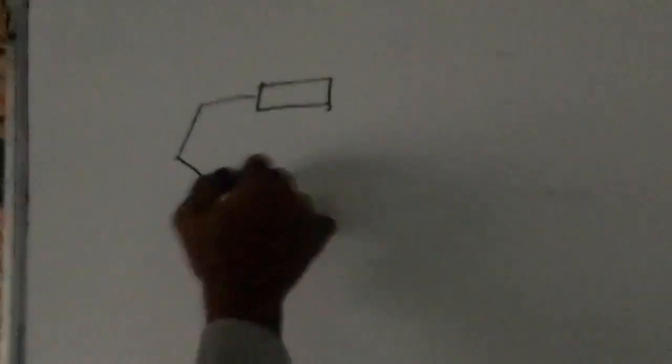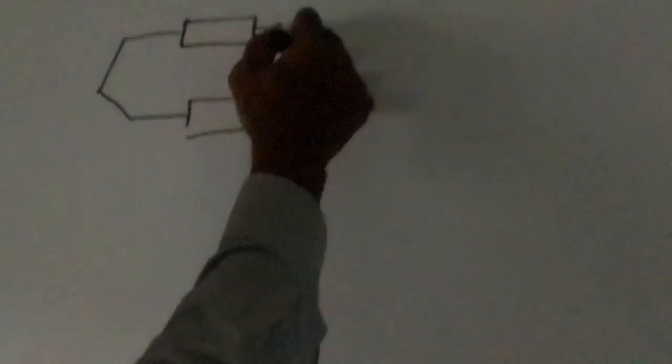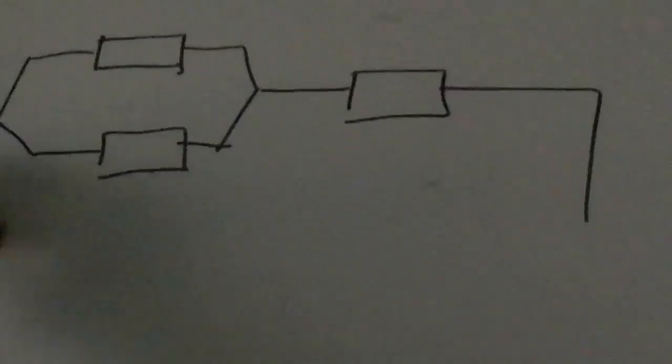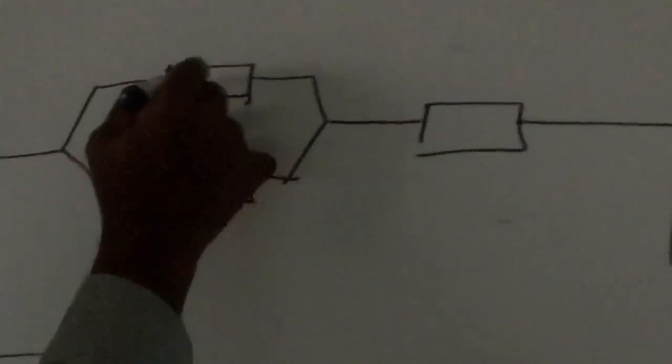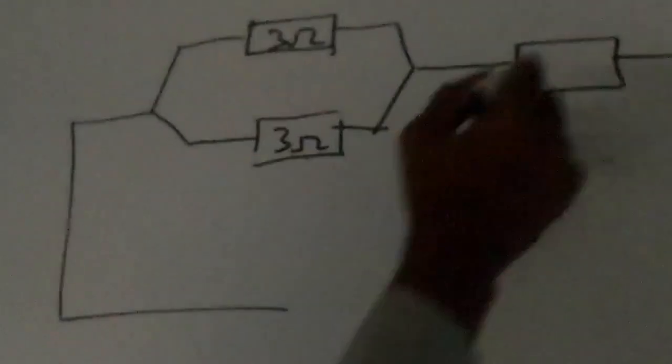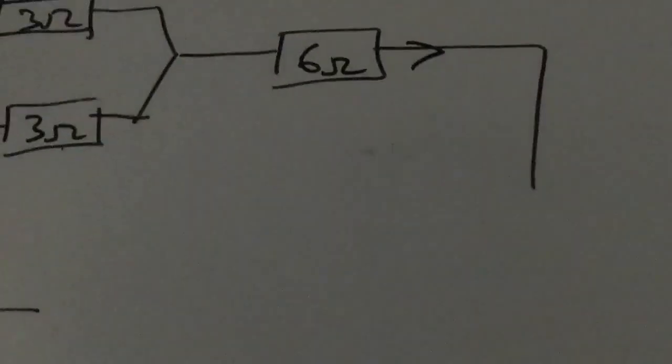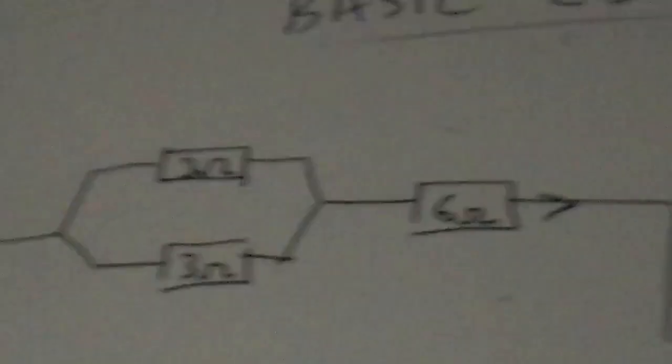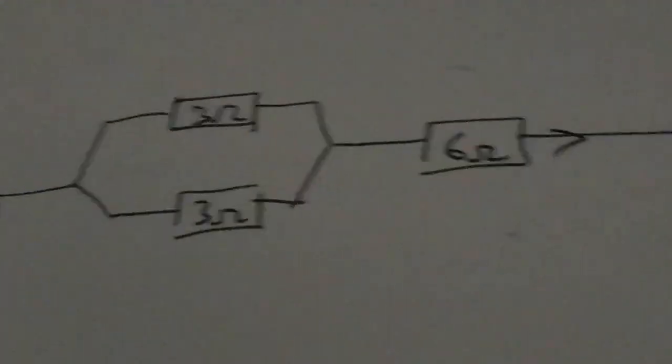So we'll go to another problem that is obtained from WAEC examination. We have the diagram. This is 3 ohm, 6 ohm, and then we have a battery down there. Then that is it.